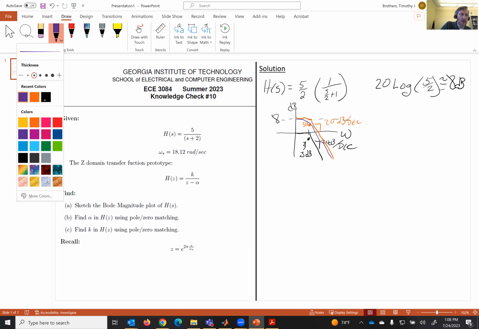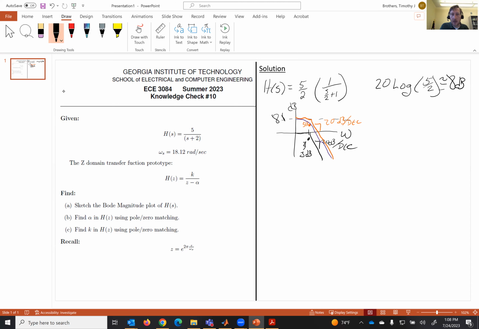So we can look at this and say now, this is a low pass filter. This is going to be at 8 decibels. We also know that we have a constant gain in linear terms of 5/2. So now let's start going through and doing the pole zero matching. So we want to do part B, and we want to find the alpha in z minus alpha.